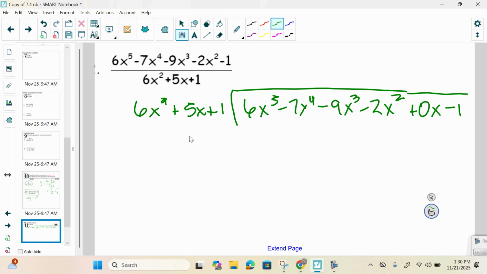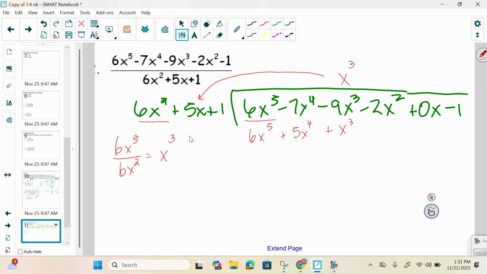So remember long division. 6x to the 5th over 6x squared. Right? So that's your first part of long division. That's x cubed. So x cubed goes up top. I multiply by the divisor. That's 6x to the 5th plus 5x to the 4th plus x cubed. Is everybody okay with long division so far?